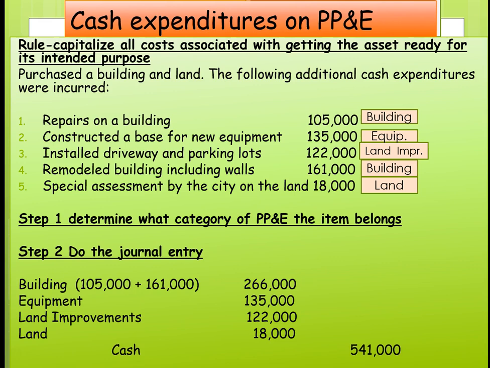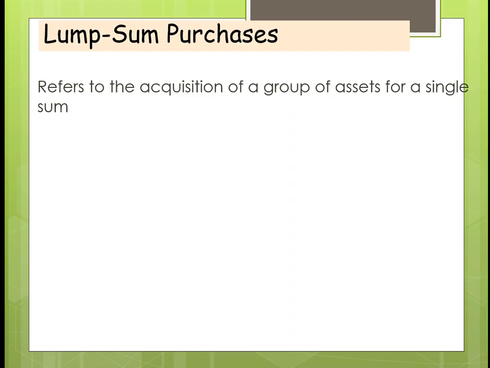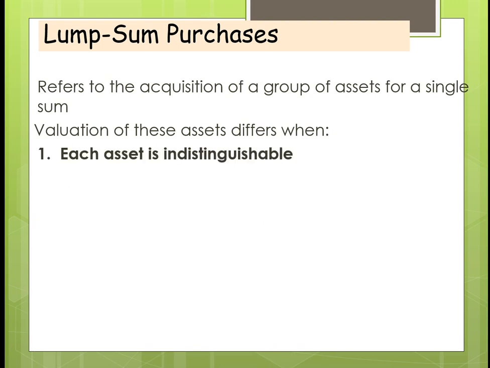Now we're going to look at another example, and this is what's called a lump sum purchase. This is when you pay one amount for multiple assets. So, valuation of these assets differs when each asset is indistinguishable. Now, if that happens, you're just going to take the total cost and divide by the number of assets. It would be like if you bought a bunch of trucks that are exactly the same. You do it for that.